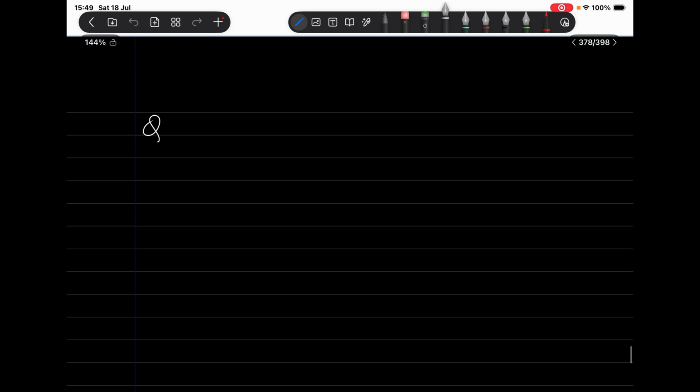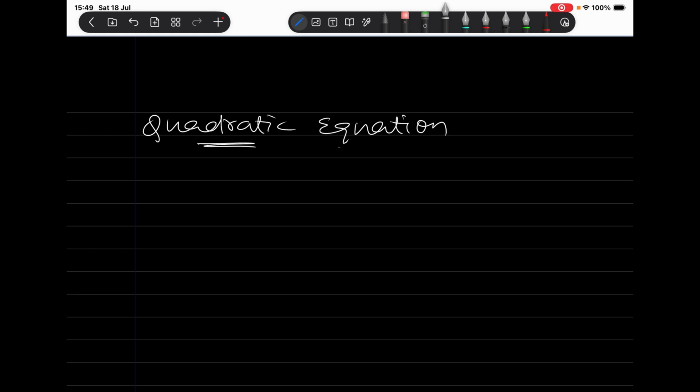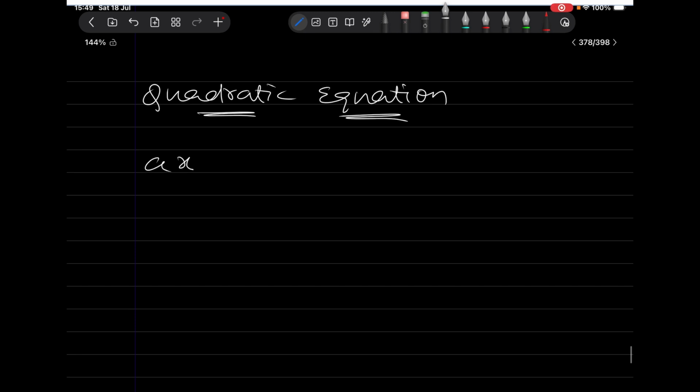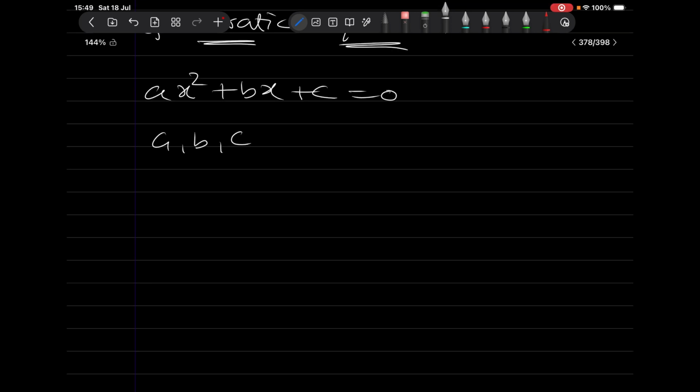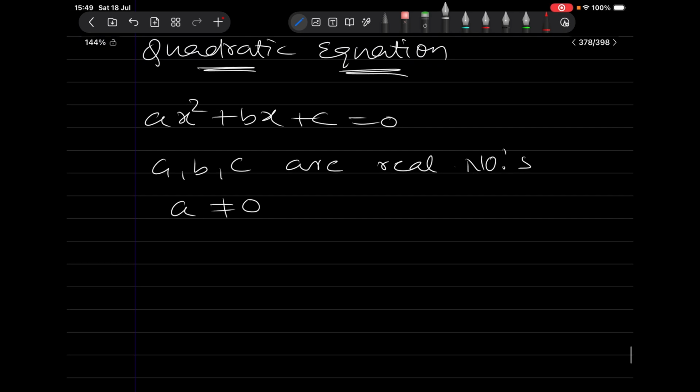The general form of the quadratic equation is ax square plus bx plus c equals 0, where a, b and c are real numbers, and there is one more condition, that a cannot be equal to 0, that is, the coefficient of the term x square cannot be 0.